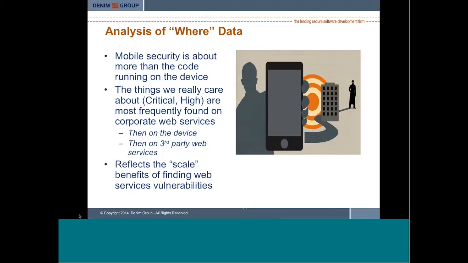server side. And again, that doesn't mean you should ignore the client side. 25% of the critical and high vulnerabilities were found there, but it does, I think, speak to the need for assessment programs that look at all these different components of the system.